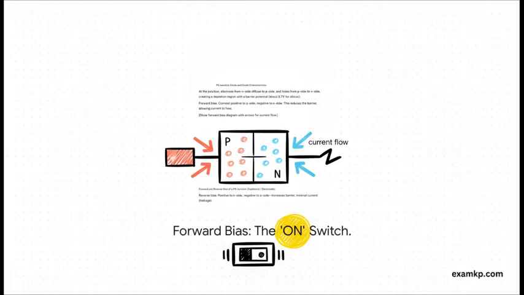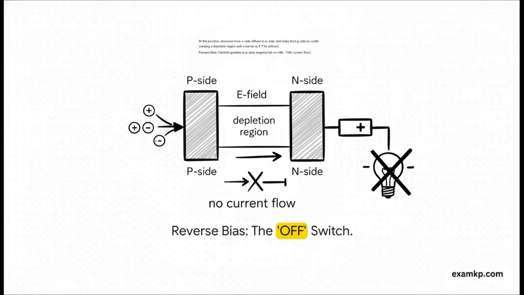But what happens if we connect the battery the other way around? Well, that's called reverse bias. Here, the positive terminal is connected to the N side and the negative to the P side. This time, it pulls the electrons and holes away from the junction, which makes the depletion region wider and the barrier much stronger. So basically, no current can flow. The diode is effectively switched off. This on-off one-way action is the secret to everything a diode can do.